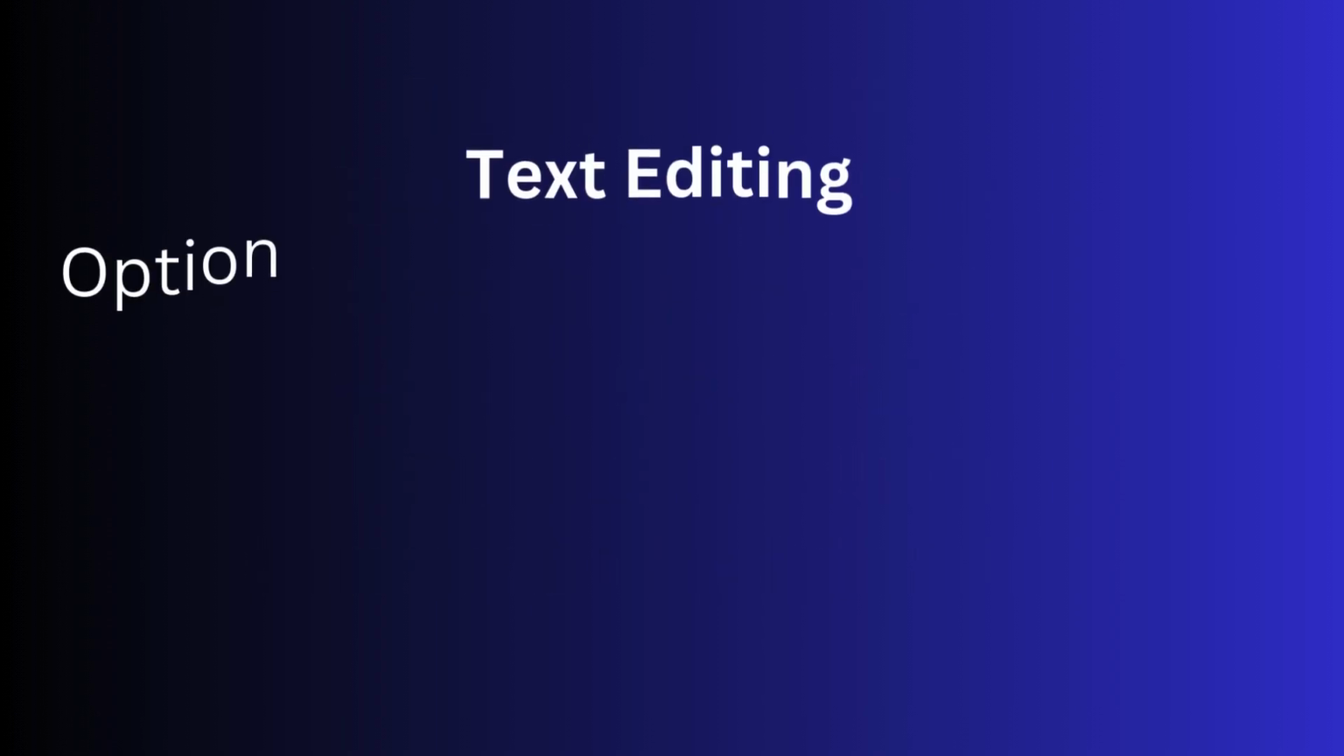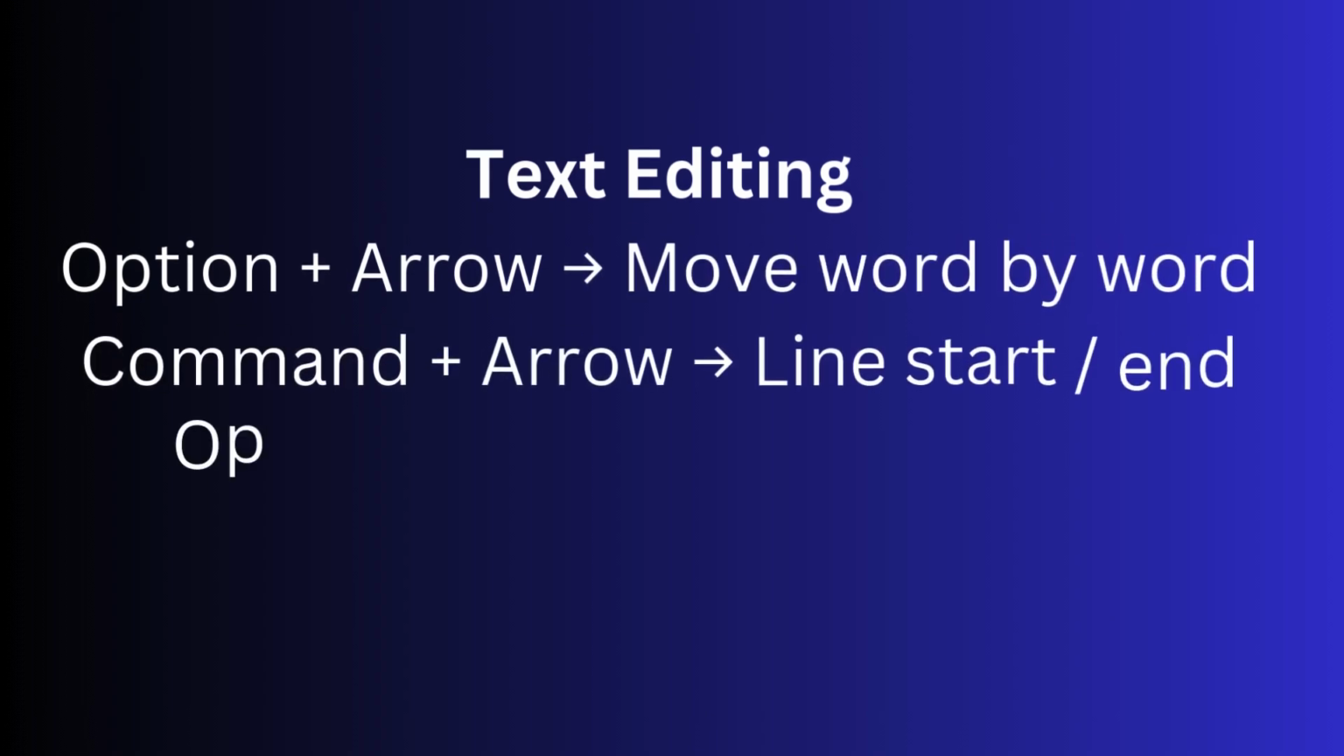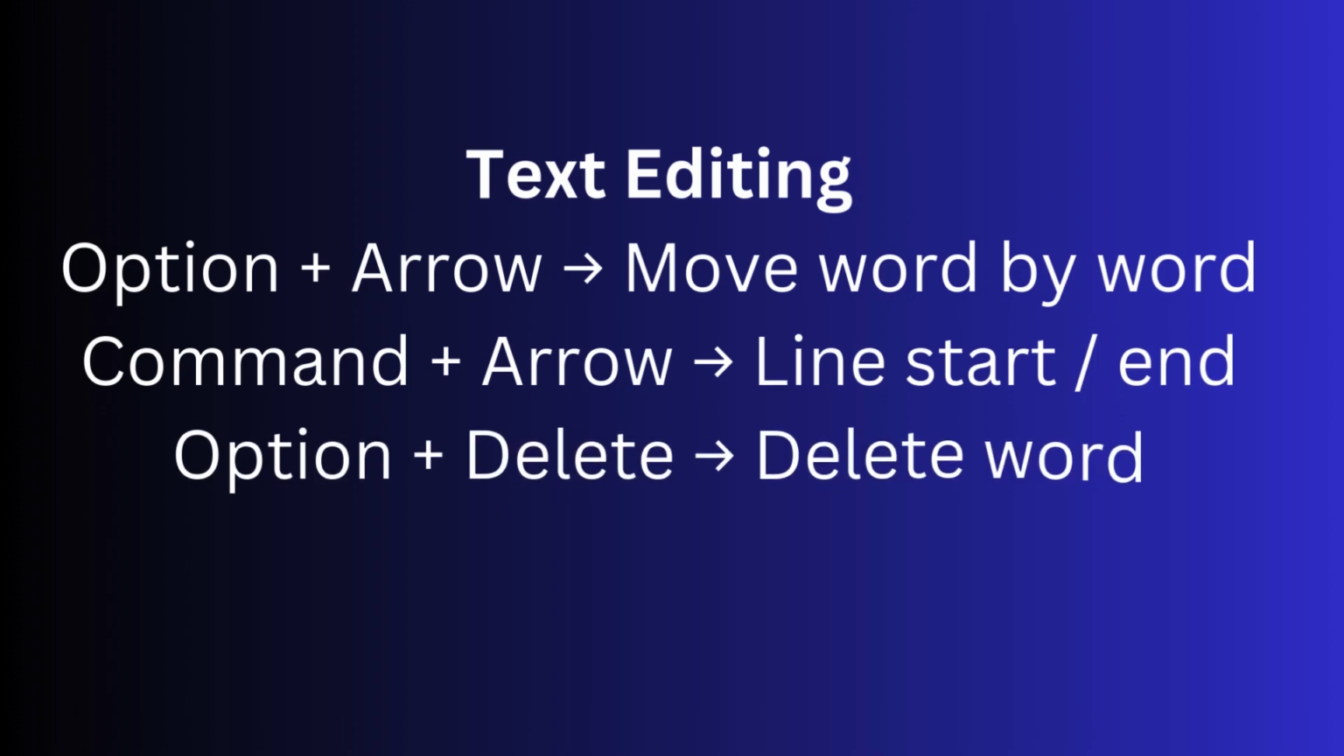Option plus arrow keys move the cursor word by word. Command plus arrow keys jump to the beginning or end of a line. Option plus delete removes an entire word. Command plus tab switches between applications.